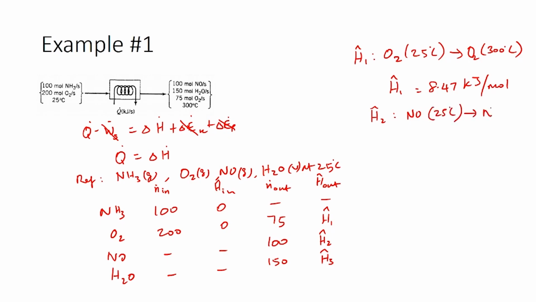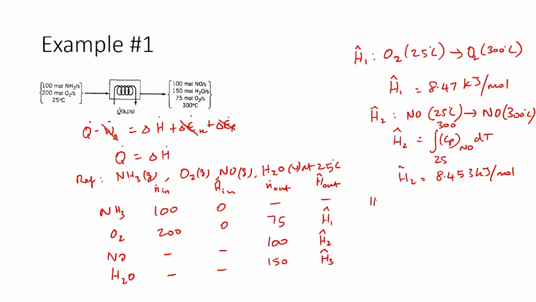Now, H2 cap is the process where nitric oxide is heated from 25 degrees Celsius, which is the reference state, to nitric oxide at 300 degrees Celsius, which is the exit stream. So, H2 cap would be equal to the integral of Cp of nitric oxide dT from 25 degrees Celsius to 300 degrees Celsius. You can look up the Cp value for nitric oxide gas and perform this integration, and you would end up with H2 cap equal to 8.453 kilojoules per mole.